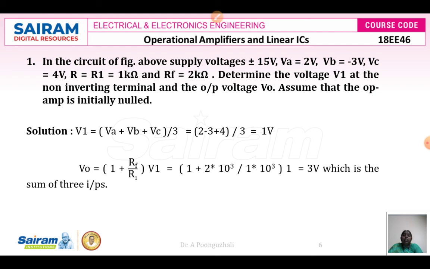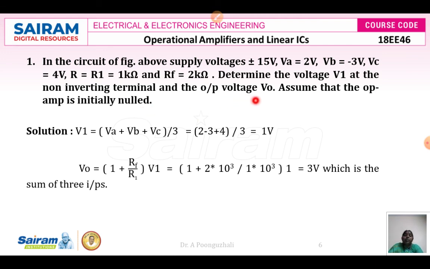So here we want to find the voltage V1 and the output voltage V0. We know that your V1 voltage is nothing but VA plus VB plus VC by 3. VA is 2 volts, VB is going to be minus 3, VC is going to be 4. So 2 minus 3 plus 4 by 3 is going to be 6 minus 3, 3 by 3, which is 1 volt. That is your V1 voltage.